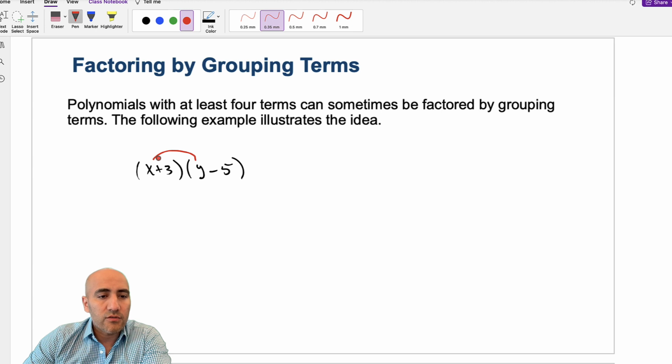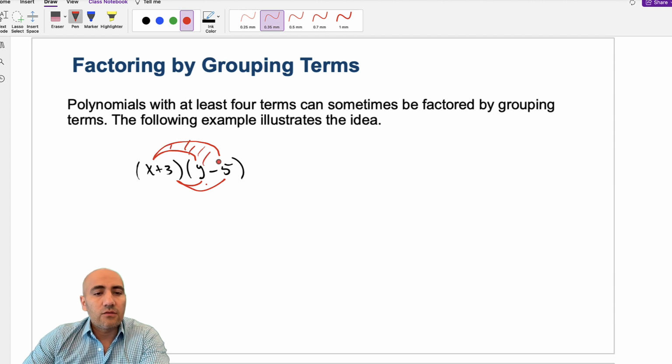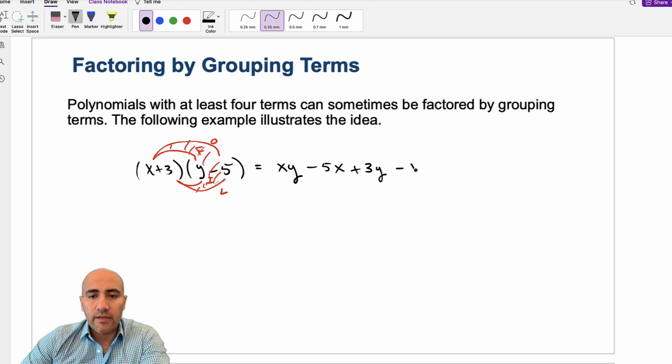So we could use this times this, and this times this, and this times that. So there's our red lobster claw, and we can FOIL, F-O-I-L, right? And so we end up with x times y minus 5x plus 3y minus 15. Okay, so that's the correct answer.